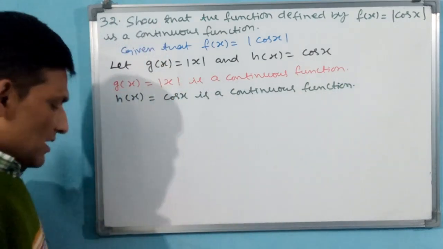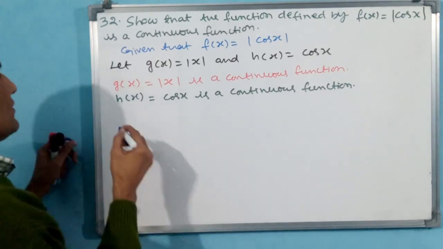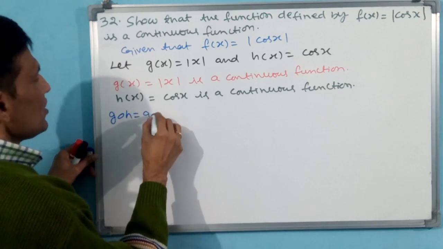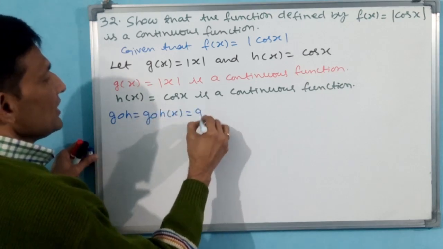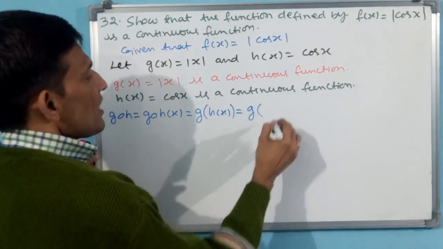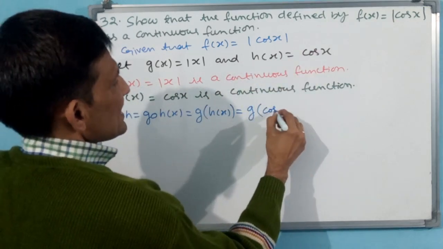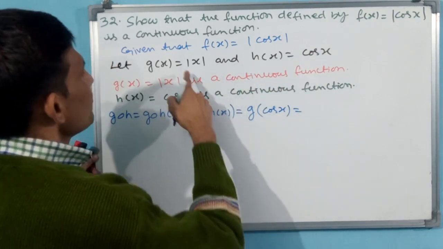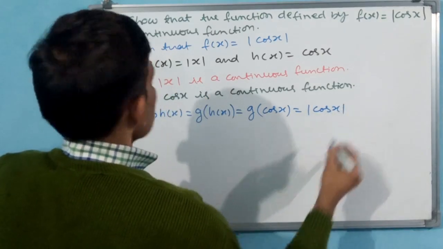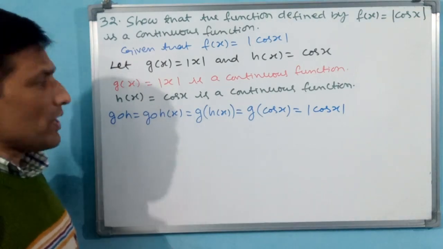Both are continuous functions. Now you write what you are writing. You are writing like this. You see, g of h of x means what here? h of x is cos x. So g of cos x is equal to modulus of cos x.